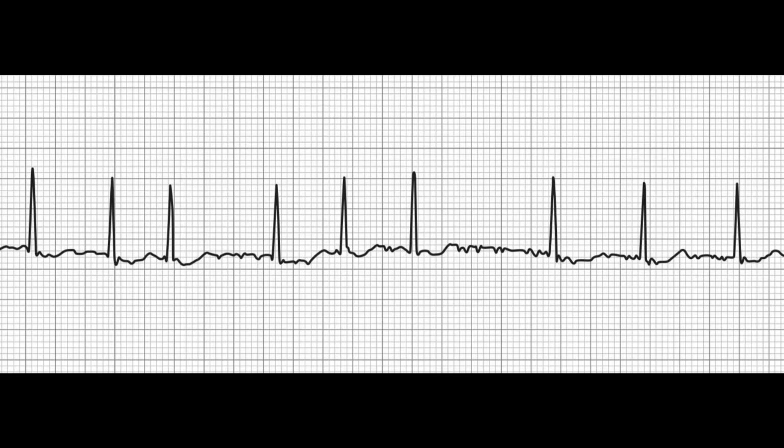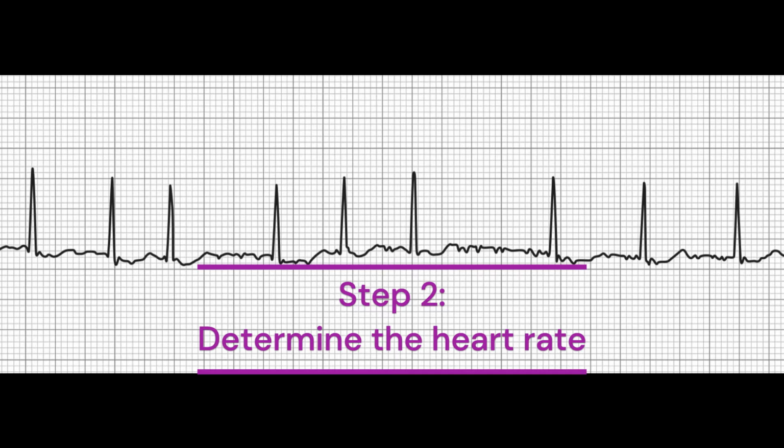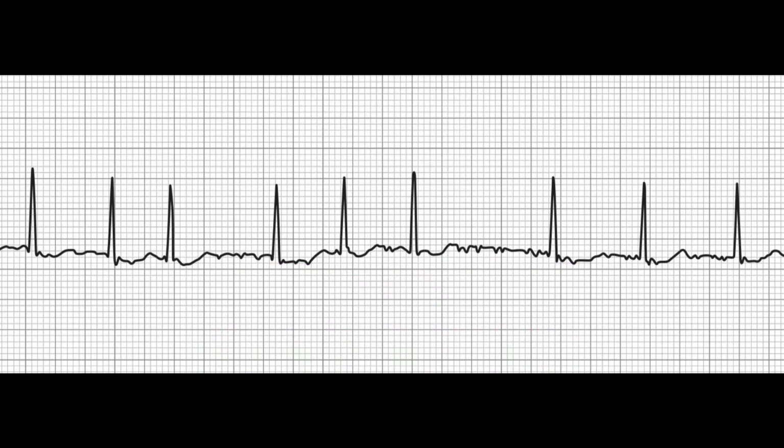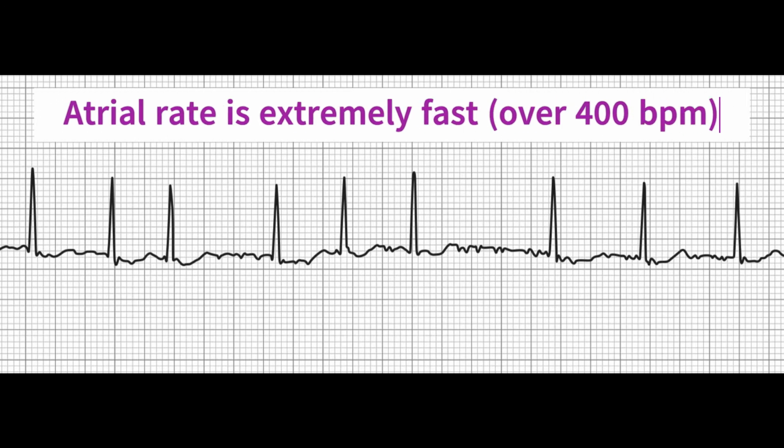Step 2. Determine the heart rate. Since the heart rate is often irregular in atrial fibrillation, it may be necessary to count the number of QRS complexes over a longer period of time to get an accurate heart rate measurement. The heart rate is important to know since it plays a significant role in determining the treatment plan of the patient. Atrial rates would usually exceed 400 beats per minute, which reflects the quivering of the atria.